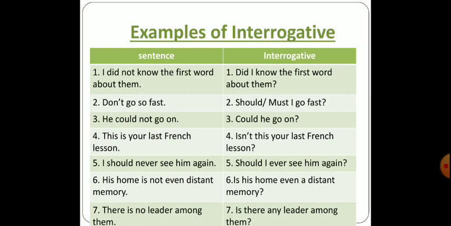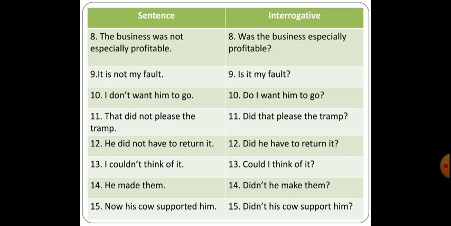Sixth sentence, his home is not even a distant memory. So when we change this into interrogative, you will be forming it like this, is his home even a distant memory? Seventh one, there is no leader among them. So the interrogative would be, is there any leader among them? Let us move ahead. The eighth sentence, the business was not especially profitable. So the interrogative would be the positive one, and you will be writing, was the business especially profitable?